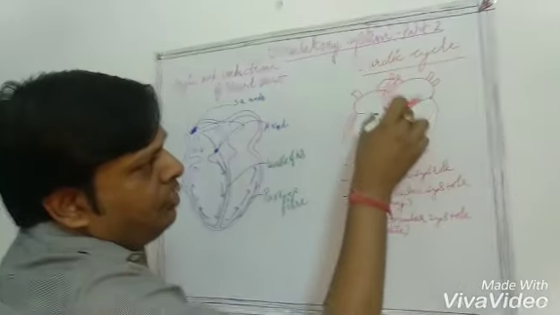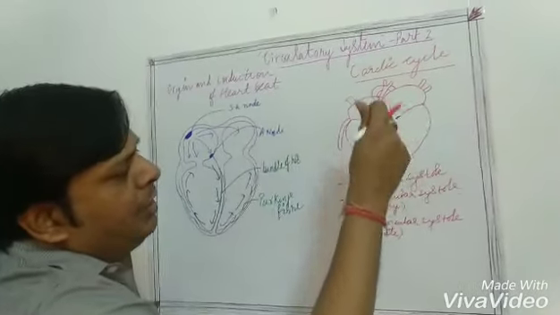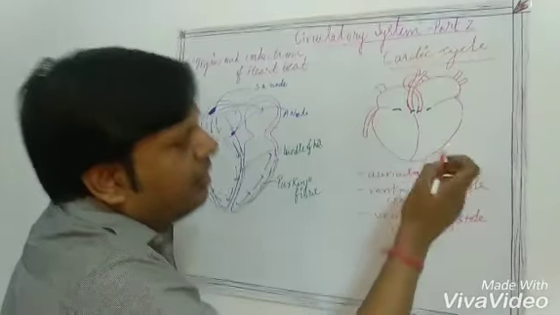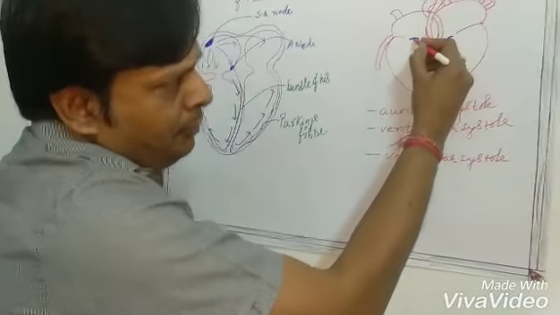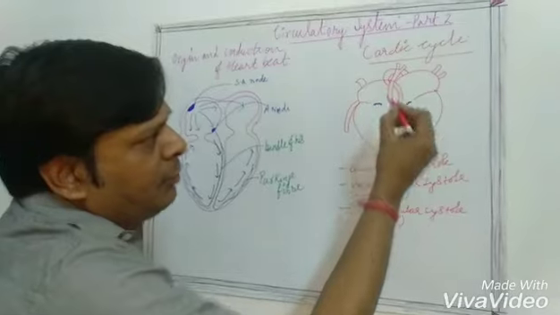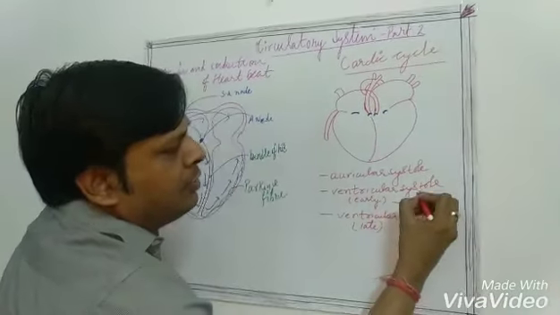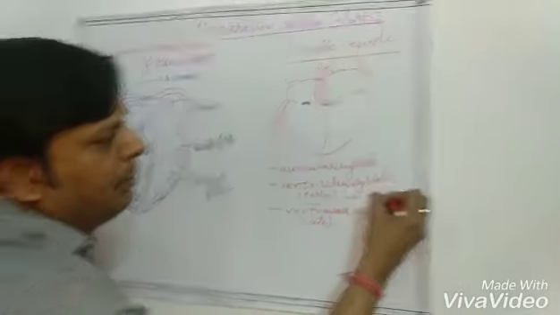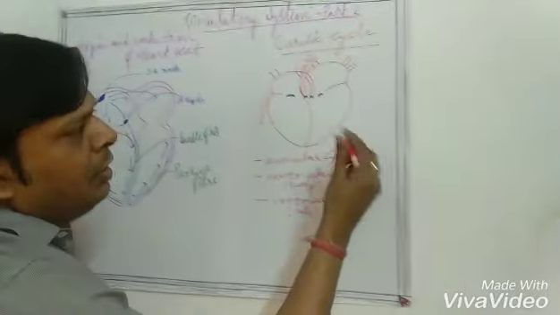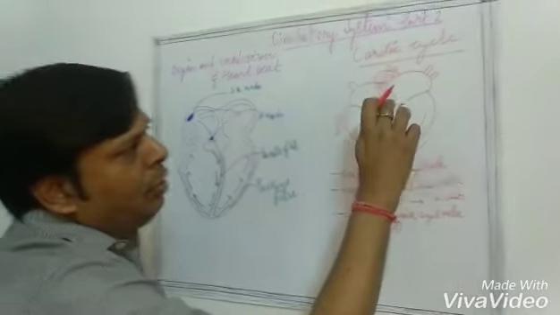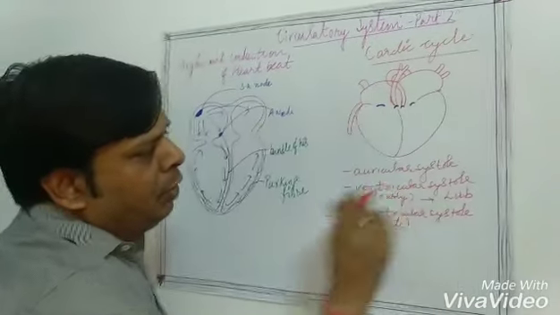In the early phase of ventricular systole, when ventricular contraction starts, there is closing of the bicuspid and tricuspid valves. By the closing of the bicuspid and tricuspid valves, the first heart sound is produced, known as lub. Lub is the first heart sound, produced due to the closing of the bicuspid and tricuspid valves.